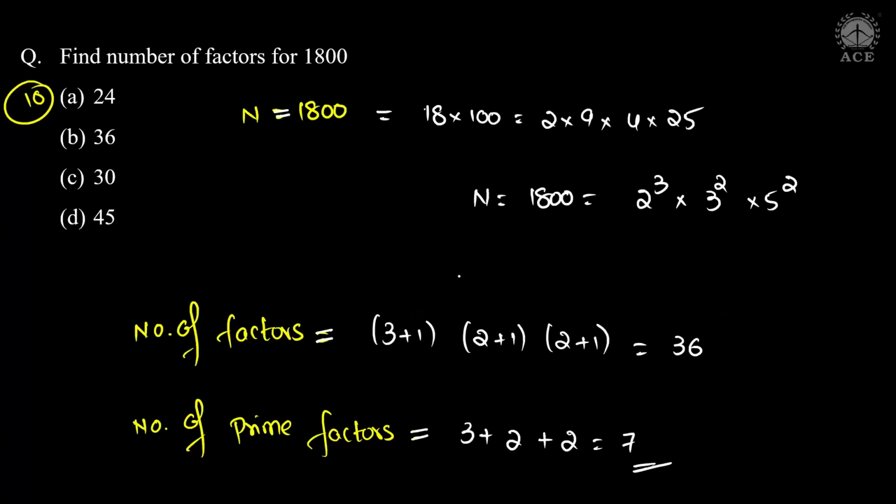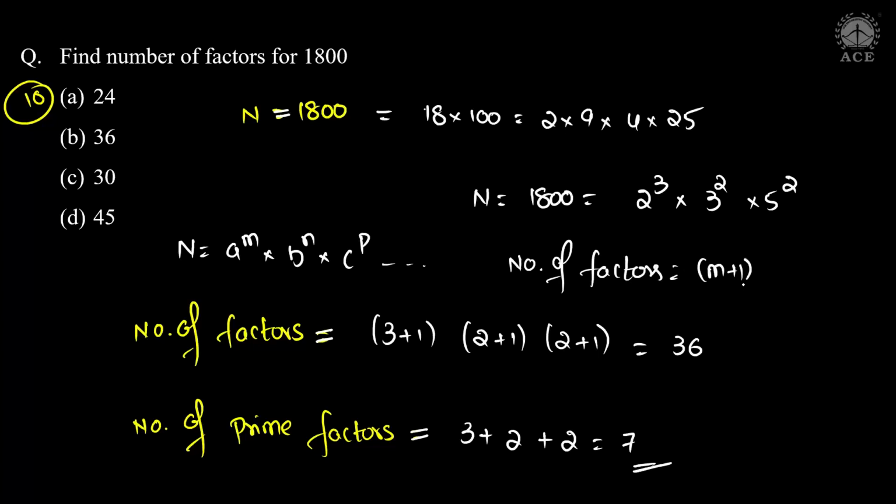Number of factors, if you want to calculate for any number, we should add 1 to the power and then multiply. That will give the number of factors, my dear friends. So guys, are you getting the idea how to handle this? If the number is like a power m, b power n, c power p, and so on, the number of factors or divisors is m plus 1 into n plus 1 into p plus 1 and so on. But a, b, c must be prime numbers. Don't just write as it is, we should maintain them as prime numbers. Write given numbers as prime numbers.